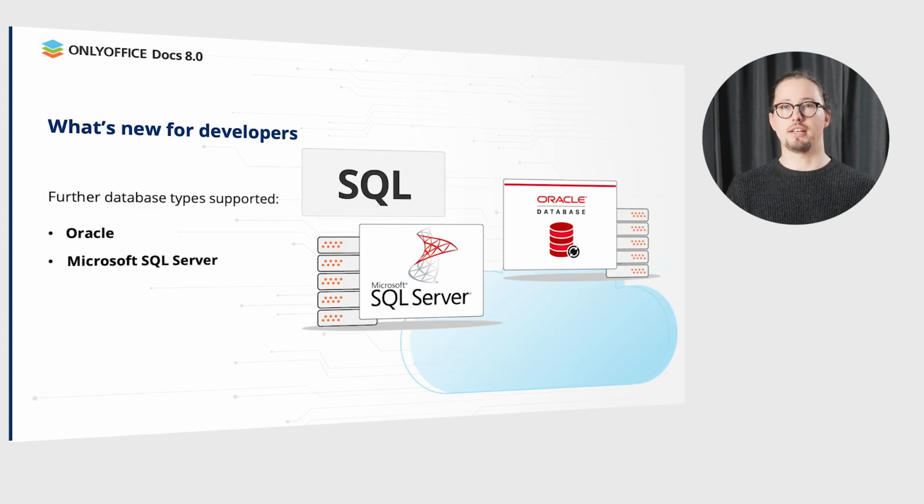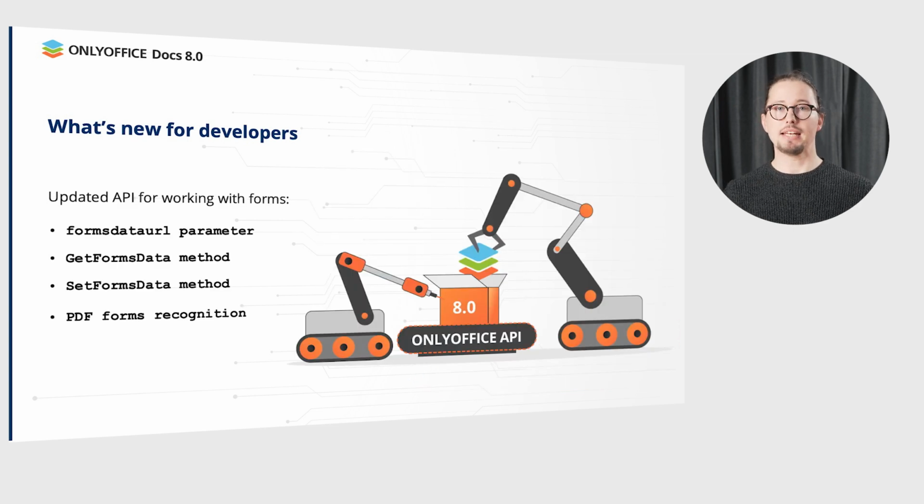For developers and integrators, the latest release brings support for more database types, namely Oracle and Microsoft SQL Server. The updated API for working with forms includes the Forms Data URL parameter, which defines the URL to the JSON file with the submitted form data, the getFormsData method, which returns the data from all forms present in the current document, and the setFormsData method, which sets the data to the specified forms. What's more, PDF forms are now opened properly as forms for filling. Earlier, they were recognized as documents.